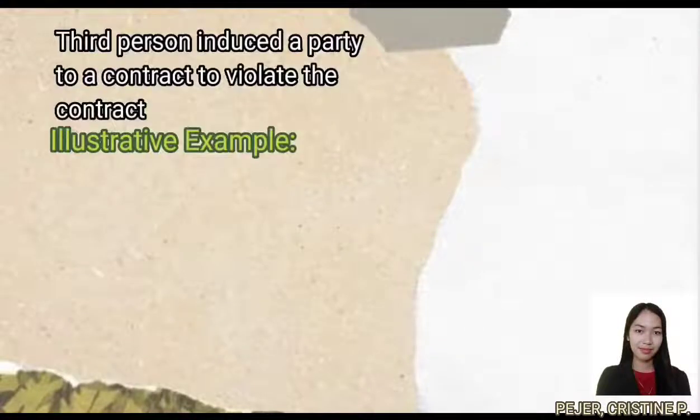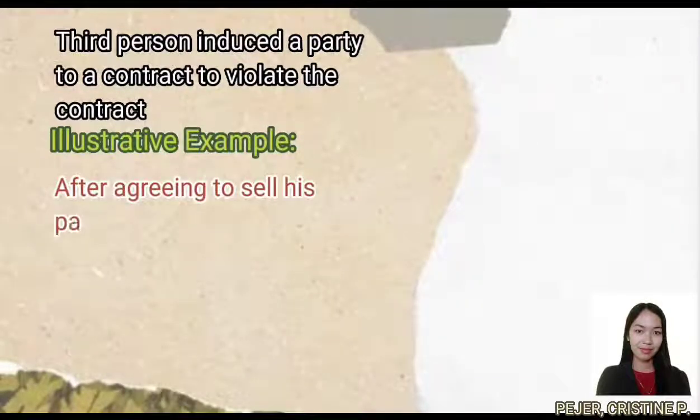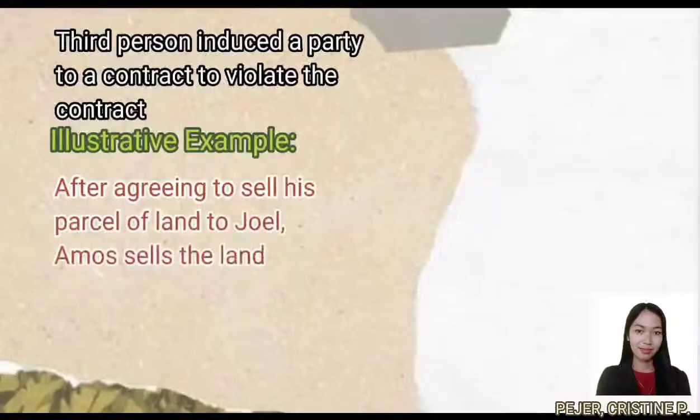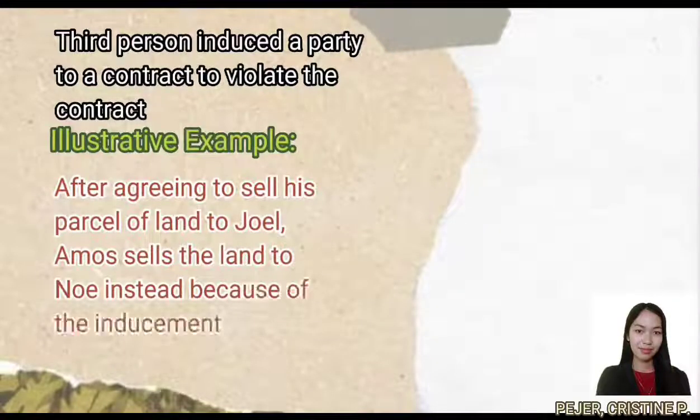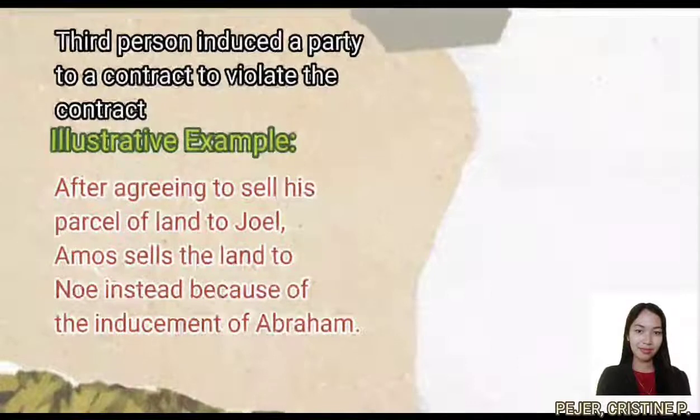Third person induces a party to a contract to violate the contract. Illustrative example: after agreeing to sell his parcel of land to Joel, Amos sold the land to Noe instead because of the inducement of Abraham. The main contract natin dito ay between Amos and Joel, regarding the sale of land. But ang nangyari sa case na ito ay hindi nag-comply si Amos kay Joel because of the inducement of Abraham. In this case, ito yung sinasabi natin na hindi lang benefits yung maaari nating matamasa, kundi pati na rin yung consequence for violating the contract.